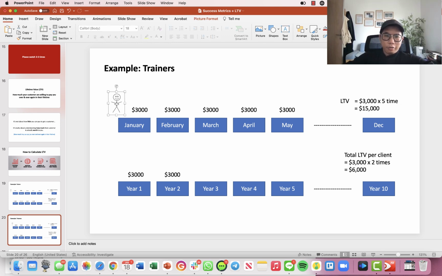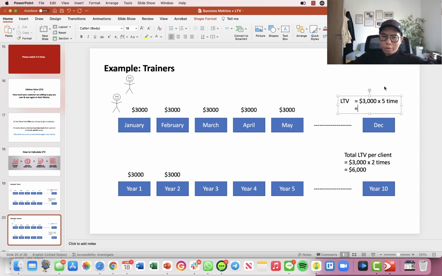Now if I decided to find another customer who can pay me a similar amount every single month, that's 30,000 a month. You just times 2, right? 2 customers. So that's actually what I mean by lifetime value.